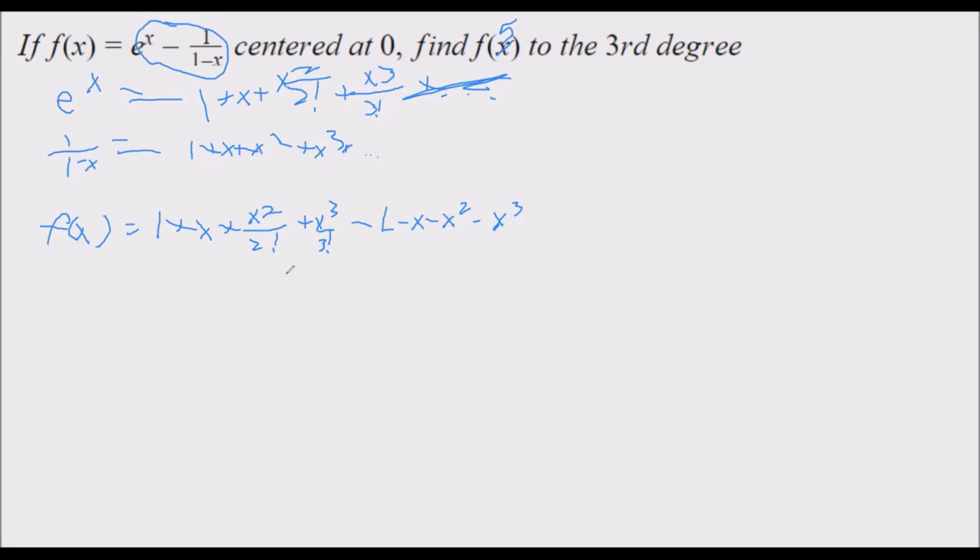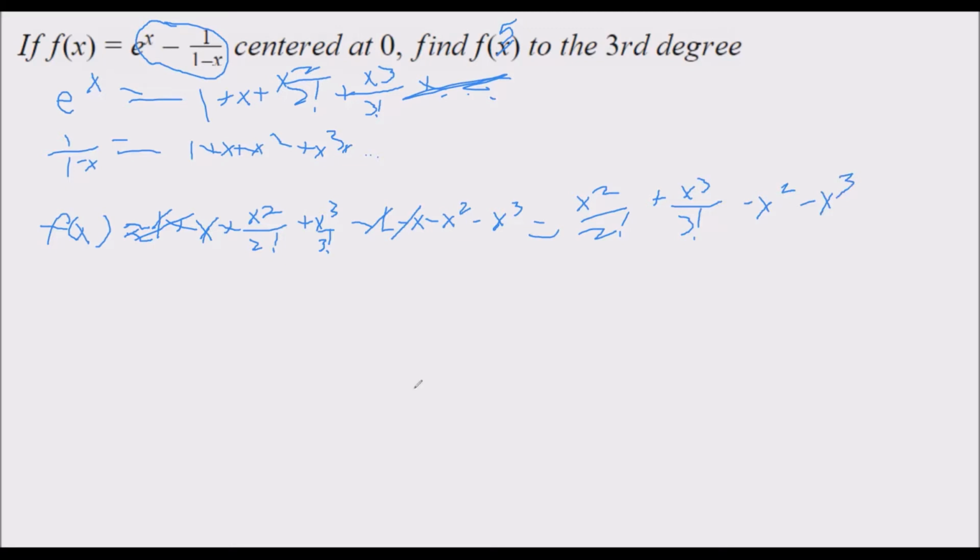Okay, now we end up with this approximation for our function f of x. I should state that this is actually approximately equal to this. Now I can start crossing out terms. 1 minus 1 is 0. x minus x is, of course, 0. And now we end up with x squared over 2 factorial, plus x cubed over 3 factorial, minus x squared, minus x cubed. And that's a rough approximation of our function f of x.